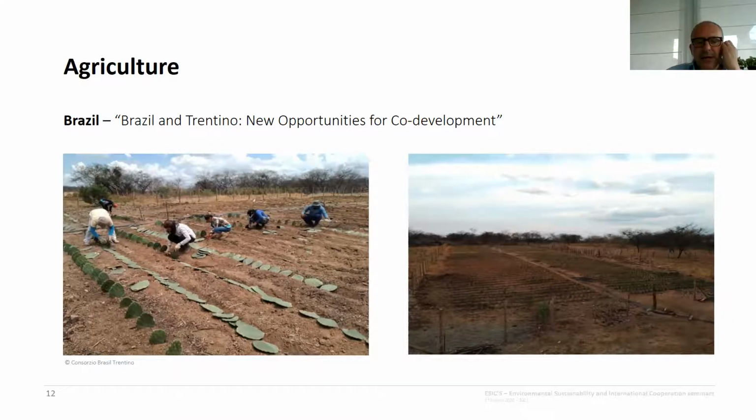Another project I would like to show you is being implemented in Brazil. It is Brazil and Trentino: new opportunities for co-development, in the semi-arid region in the northern part of Brazil. This is a very large project, and one of the activities is about the use of saline water for irrigation.